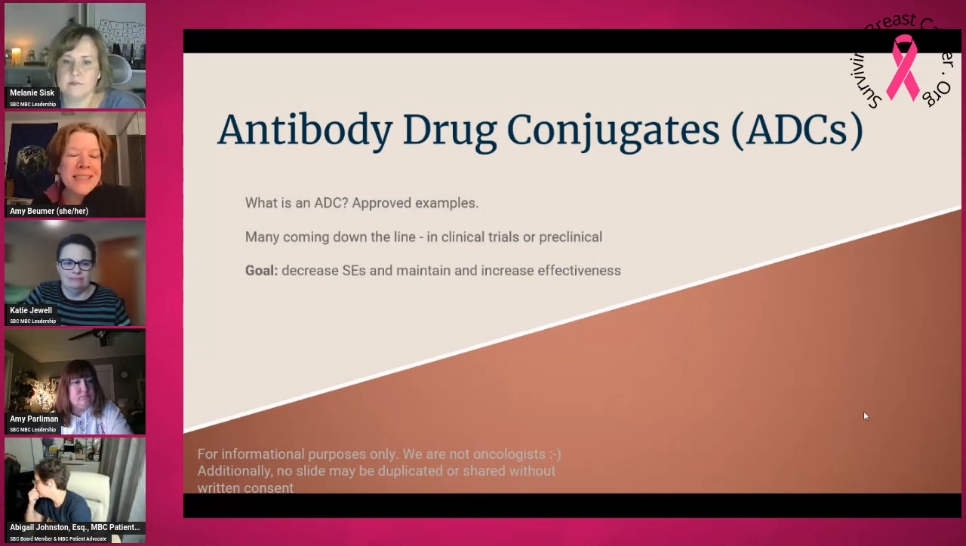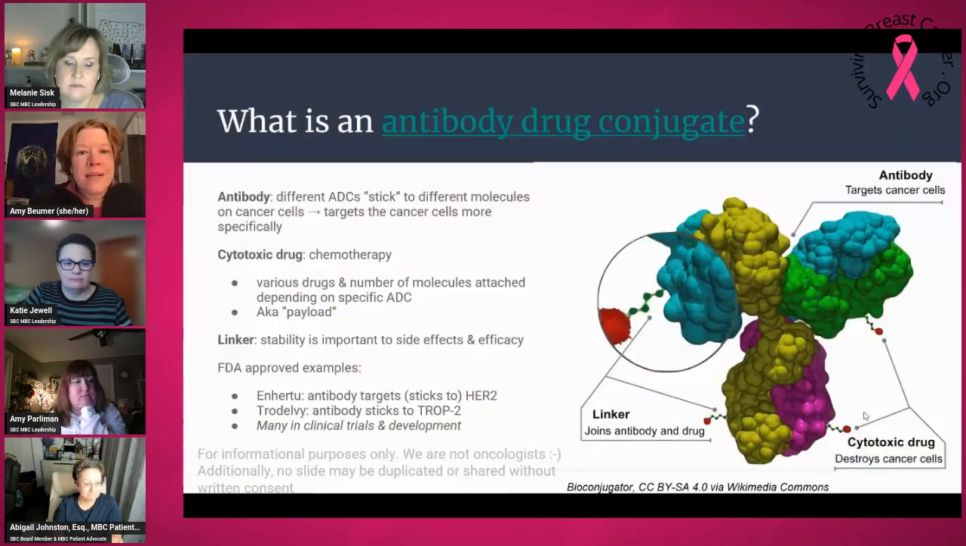And what I mean by that is lots in clinical trials and many in preclinical trials, which would be like in mice or in cell lines. The goal with these is to decrease side effects because, as many of us know, hopefully not personally, but many of us personally, there are a lot of side effects and they can be really detrimental. And then, of course, maintain and increase the effectiveness. So these are two things that are really being worked on in labs to get these to be more tolerable and to increase their effectiveness. So first, we're going to talk about what they are. So if you can, next slide, please.